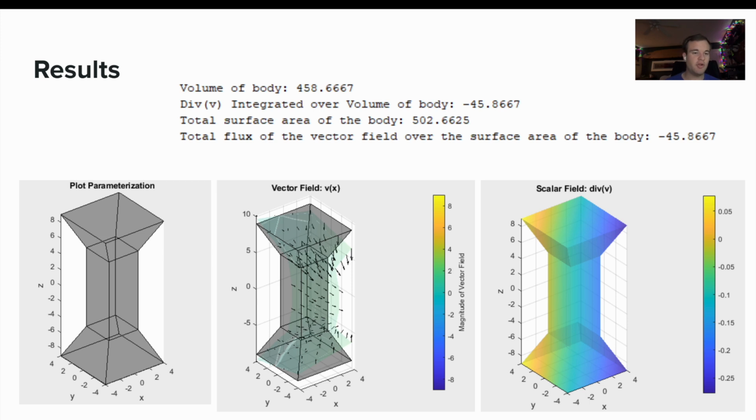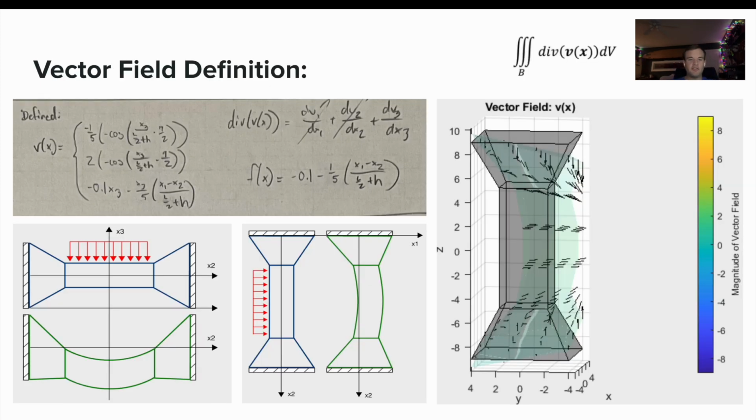Those bottom and top shapes are called frustums. Their geometry is defined by B, the bottom edge length, A, the top edge length, and H, the height. The rectangle is also going to be A as the base, that square length, and then L as the height. That is how we define these shapes. So first is the vector field definition.